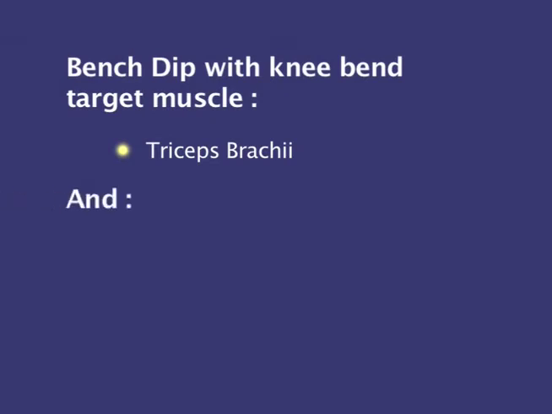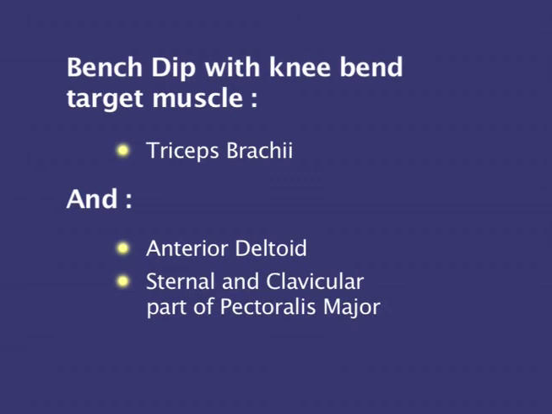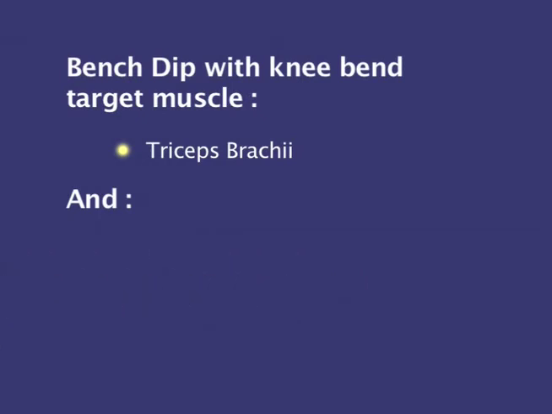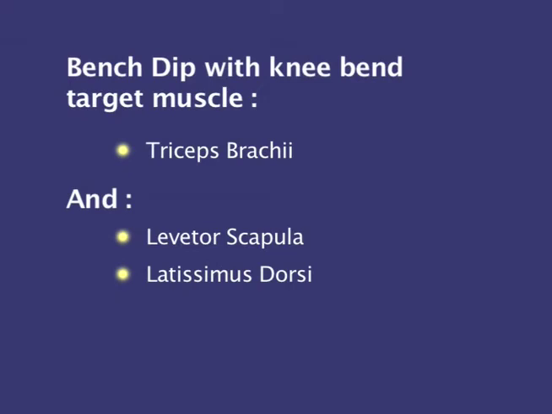Now, the target muscle for the bench dip is the triceps brachii. The muscles synergistically acting along with the triceps brachii to do the bench dip are the anterior deltoid, sternal and clavicular part of the pectoralis major, pectoralis minor, rhomboids, levator scapulae and latissimus dorsi. These are the muscles acting synergistically along with the triceps brachii to do the knee bend bench dip.